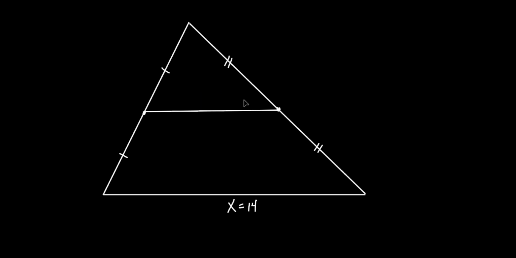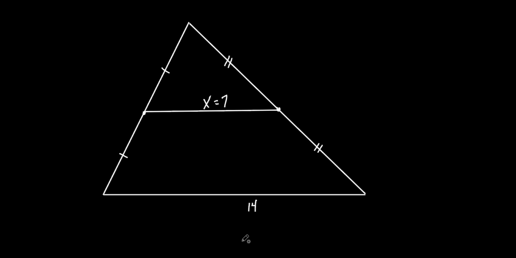They could do it the other way around, right? Just keep the same numbers. So what if they told you that this was 14 and you needed to find that? You would just divide it by 2, right? Because this is half of this. So that would be 7. Pretty easy, right?